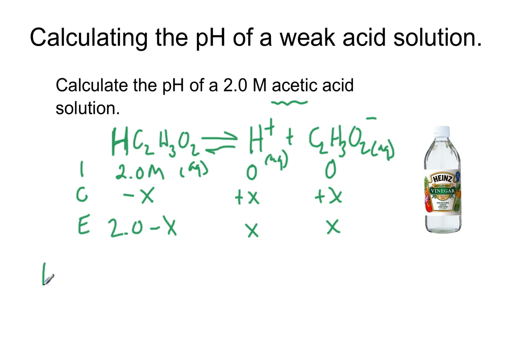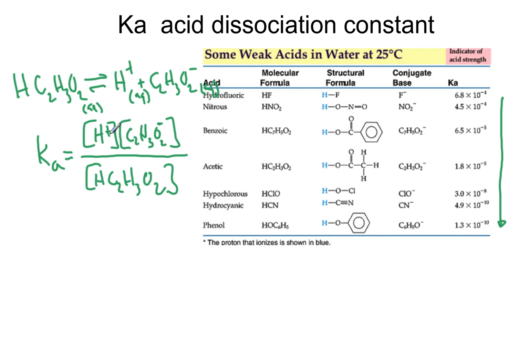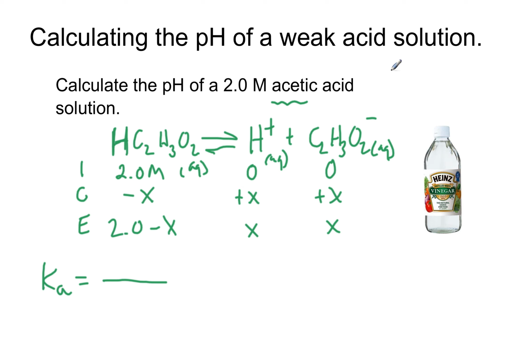Well, our Ka expression in this case is, from the previous one, I'm just going to show you so I don't have to rewrite it. This is the Ka expression, H plus times acetate over acetic acid. And the value on the Ka we know, which is actually really helpful, it's 1.8 times 10 to the negative fifth. See, it's right here. So I'm going to write that on the next slide so I don't forget it. Ka equals 1.8 e to the negative fifth, because that's going to help us out.